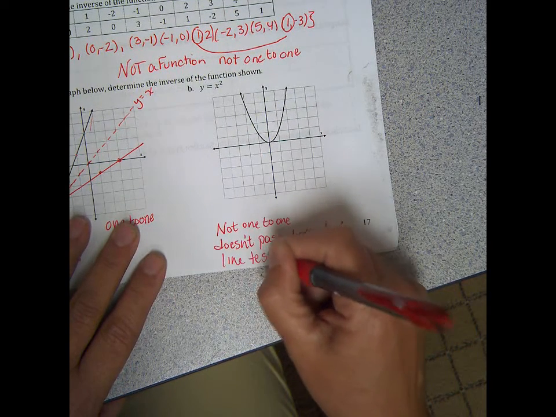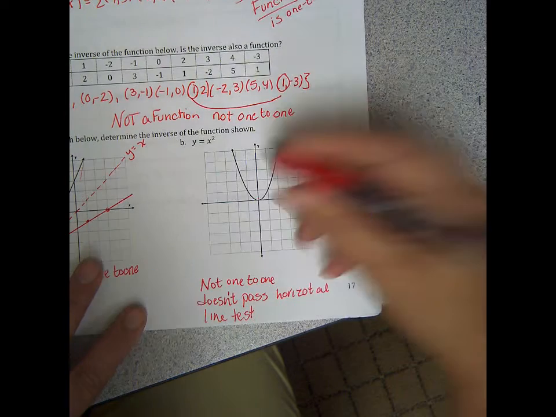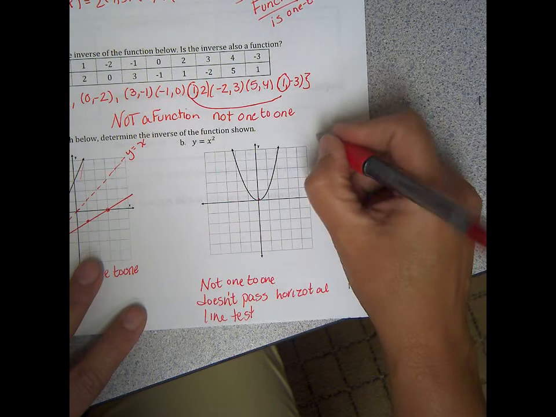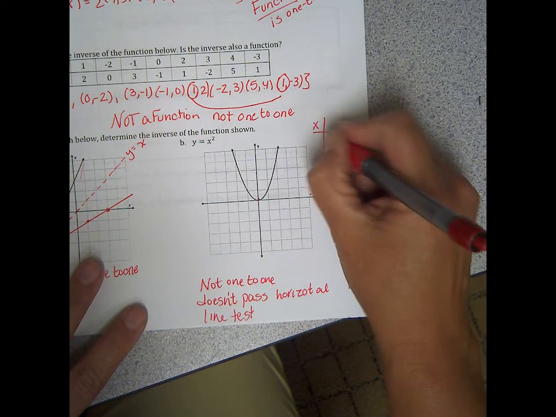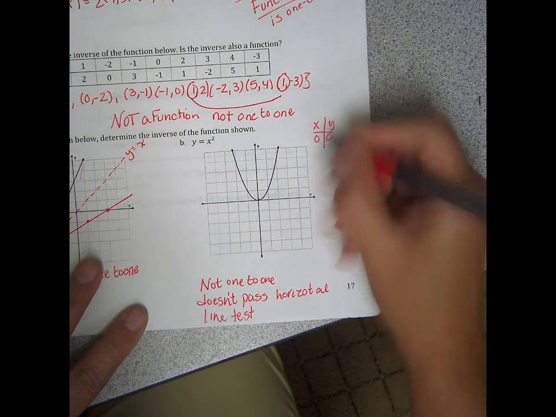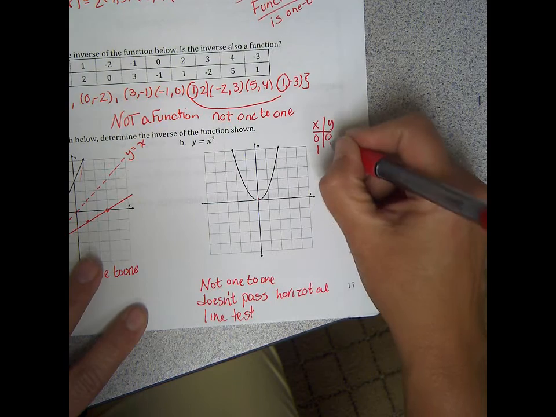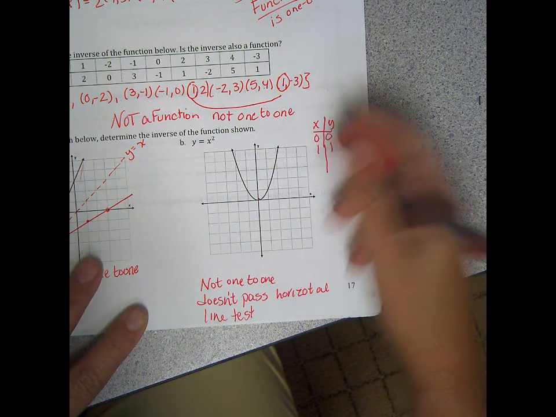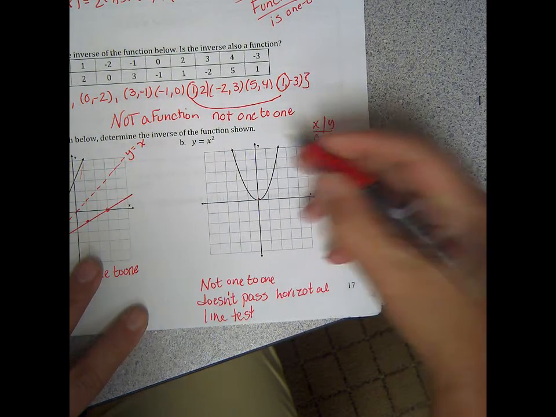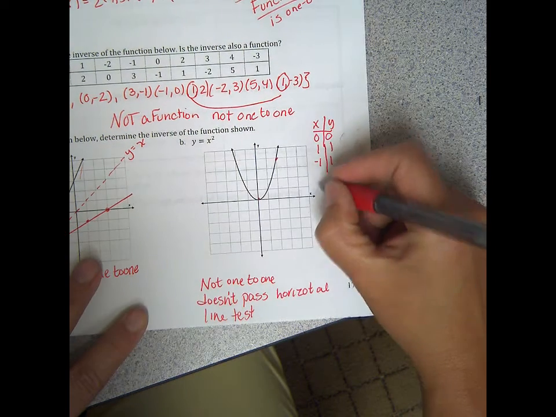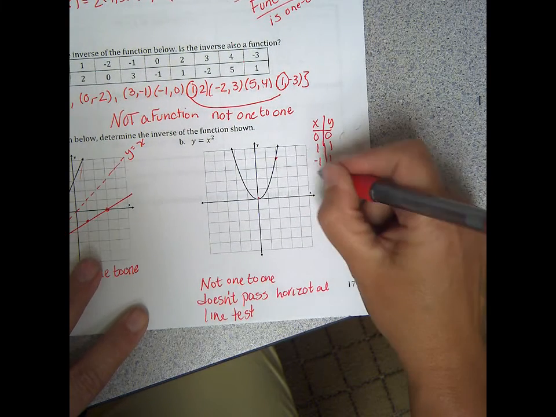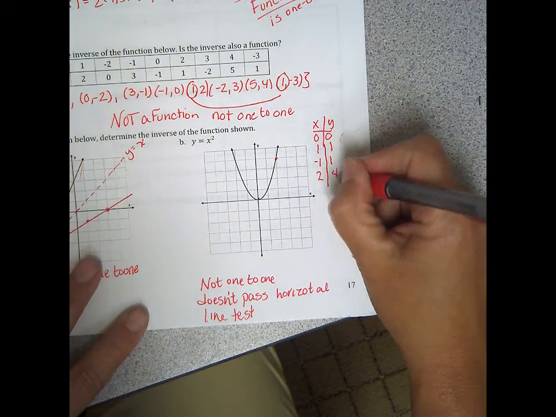So let's graph it. Here we'll just take a couple points we know on the original. We've got 0, 0 is a point, 1, 1 is a point, -1, 1 is a point, and let me get one more. I can do 2, 4 is a point.